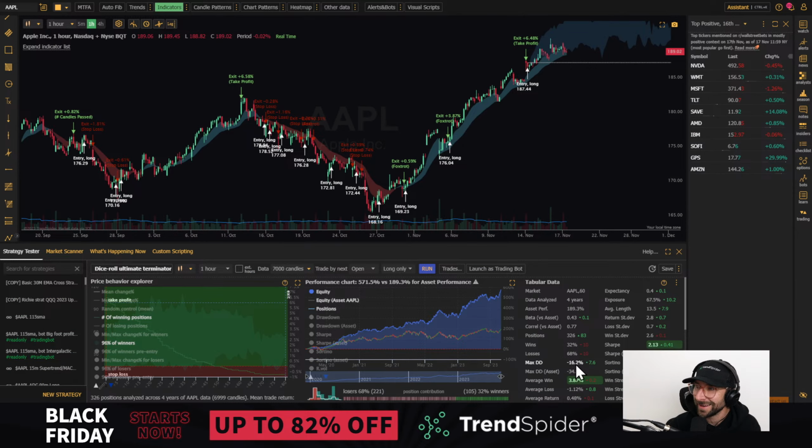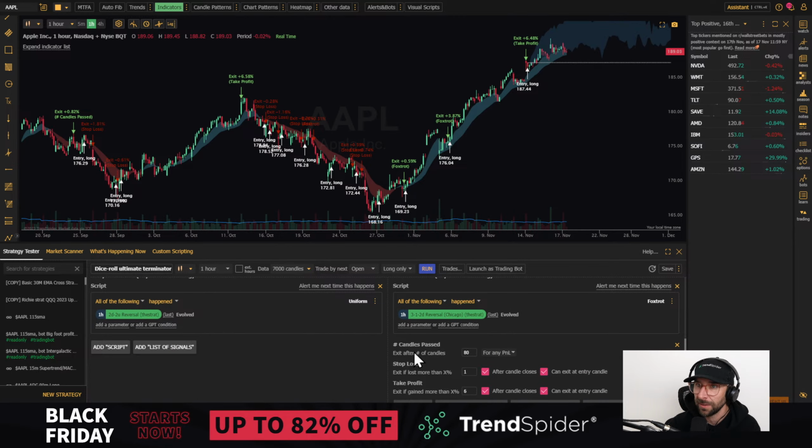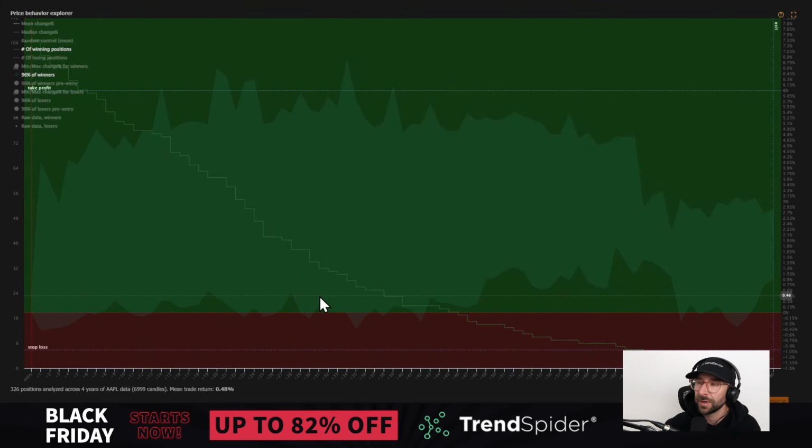Our max drawdown is now negative 16.2%. That's half of what the max drawdown on the asset is. So this is starting to feel like a pretty cool little strategy now that we've utilized Price Behavior Explorer to tell us how our winners tend to work, how many of our winners actually make it there. And you could maybe tighten this up even more.